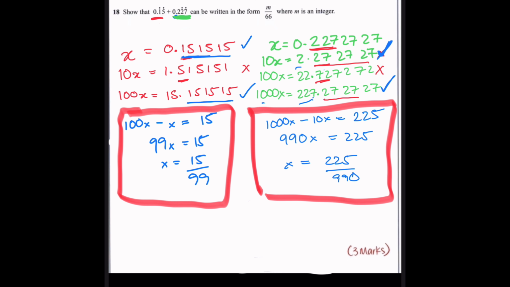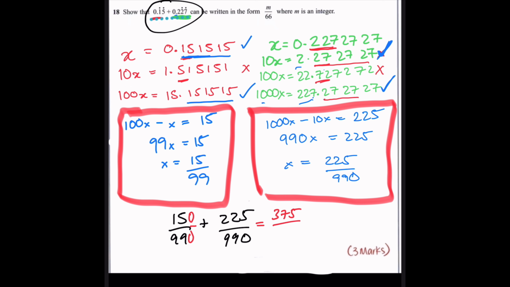But I have to add them together. So I have 15 over 99. Remember, I have to add them based on the question. Plus 225 over 990. Now, to add two fractions, I need a common denominator. And this is really easy to do. I'm just going to multiply top and bottom of this by 10. 150 plus 225. If I add these together, this gives me 375 over 990.